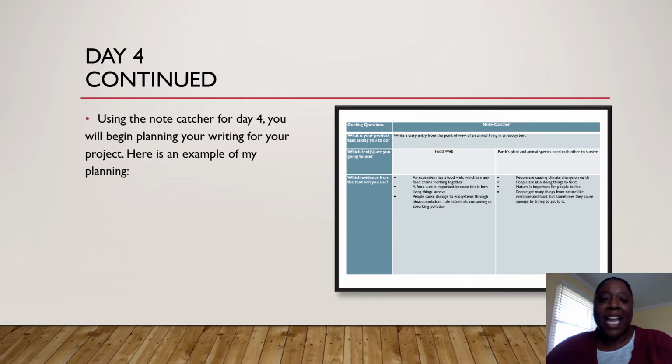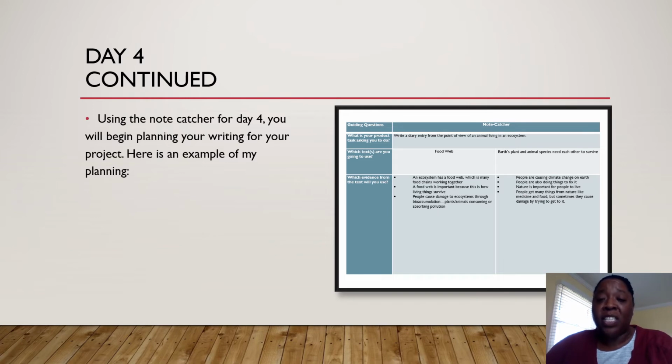Day 4 continued. So, on day 4, you're asked to complete a graphic organizer that they're calling a note catcher. You will begin planning your writing for your project here. Here is an example of my writing. So the first guiding question was, what is your product task asking you to do? I have decided to write a diary entry from the point of view of an animal or a living thing in an ecosystem. What text are you going to use?